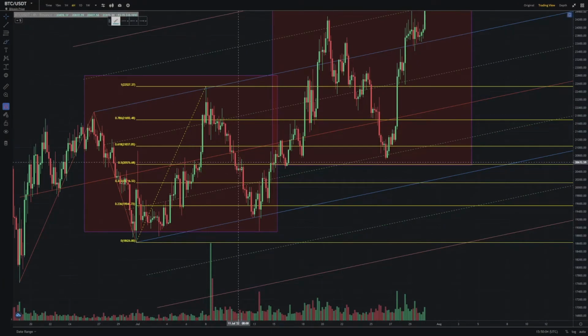If we're expecting that the Bitcoin price will hit the blue channel and the blue trend line, within the 236 and 382 channel, we would expect that the price would nail somewhere over here on this date. It was like July 18, 2022.